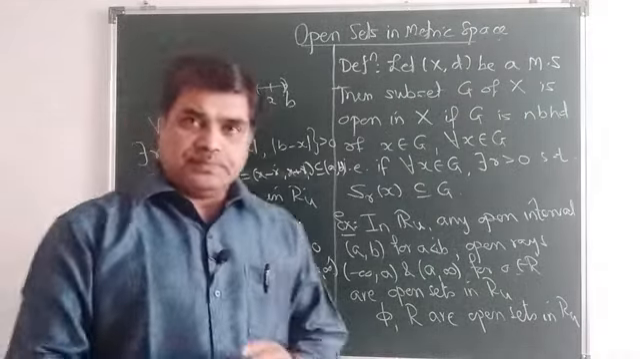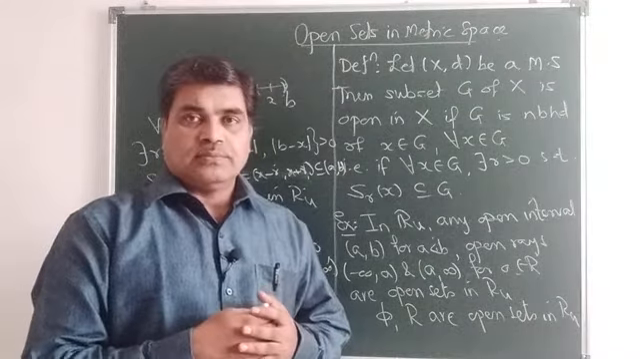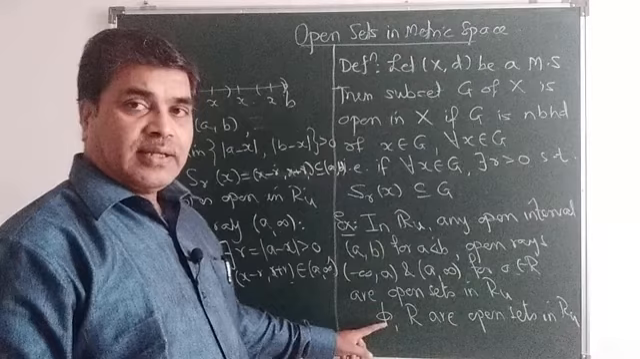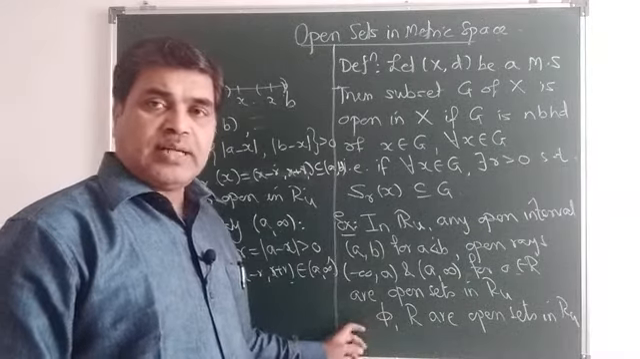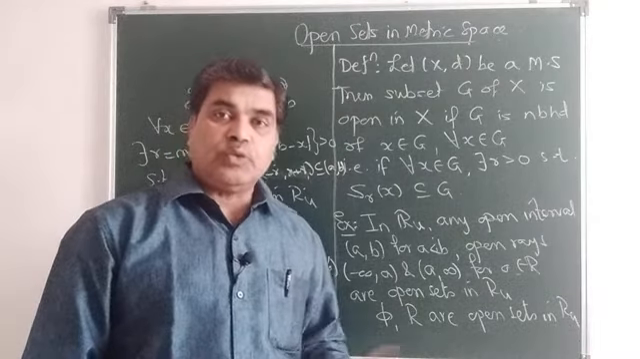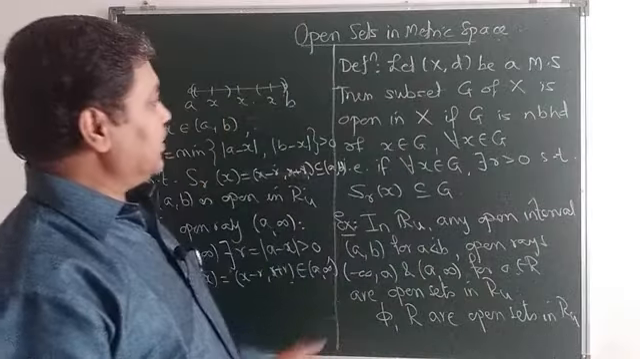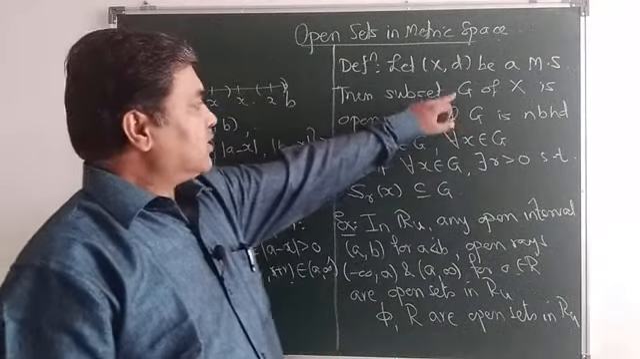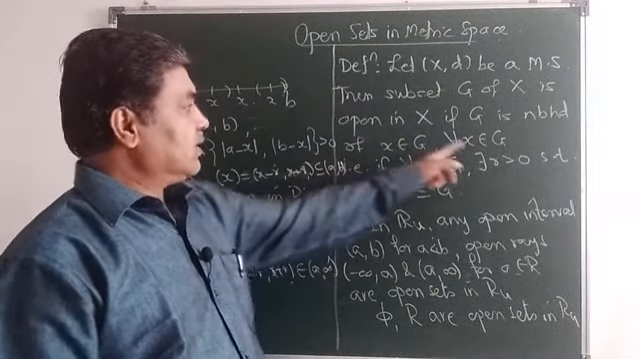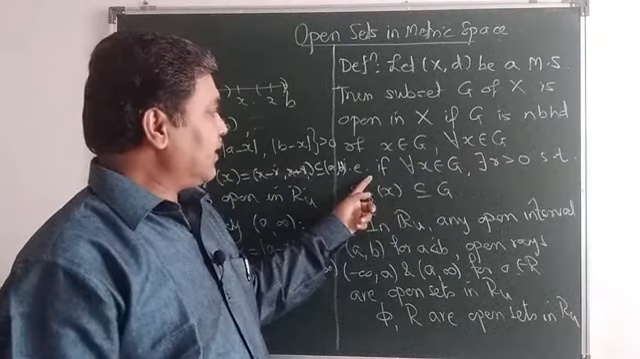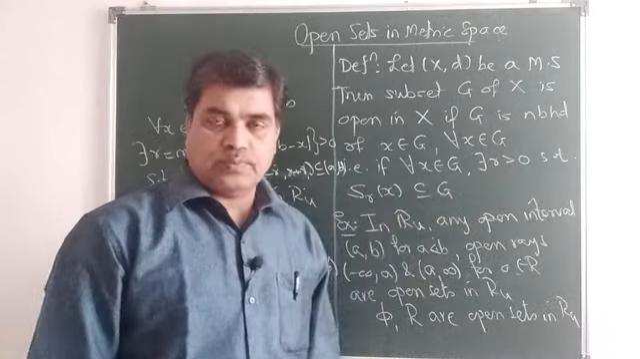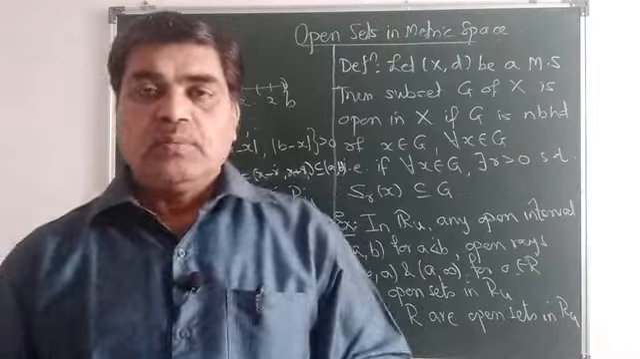Why is phi open? I have to show that for any x belonging to phi, there exists an open sphere about it which is contained in phi. But this statement must hold because phi contains no element. What is the definition of not open? A subset G of X is not open if there exists x belongs to G such that S_r(x) is not a subset of G for any r greater than 0.